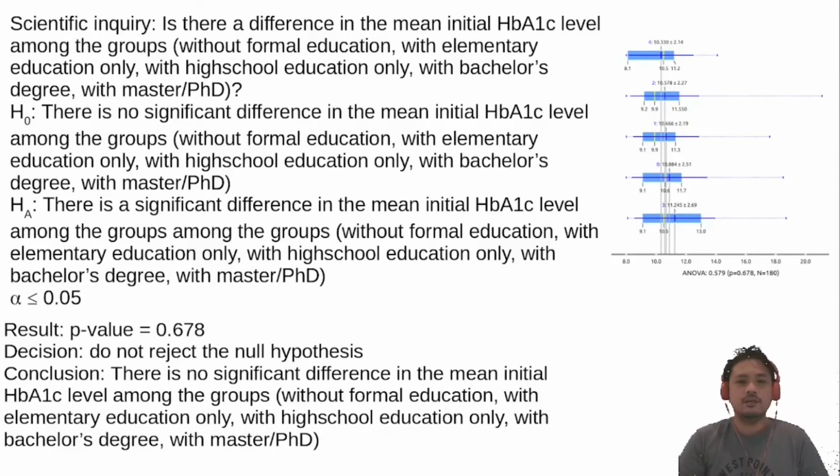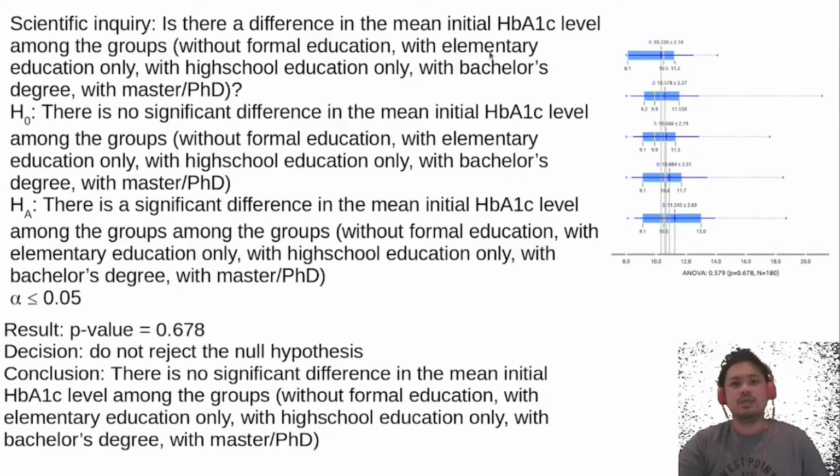Let us just review the first scientific inquiry that we have done. Is there a difference in the mean initial HbA1c level among the groups? These groups are those without formal education, with elementary education, with high school education, with bachelor's education, with master or PhD. Our null hypothesis states that there is no significant difference. Our alternative hypothesis states that there is a significant difference. Here in the result, our p-value is 0.0678, which is bigger than 0.05 value of alpha. We will not reject our null hypothesis. We can conclude that there is no significant difference in the mean initial HbA1c level among the groups.